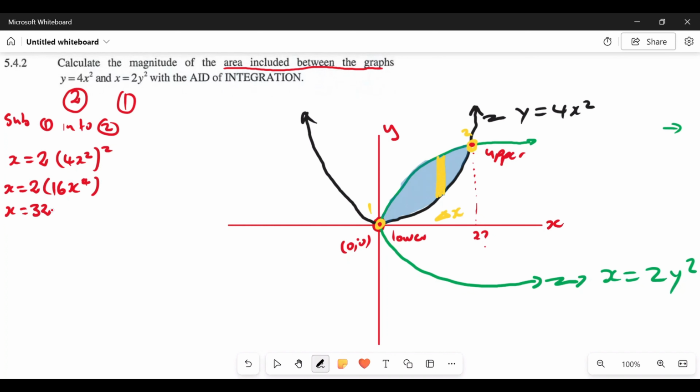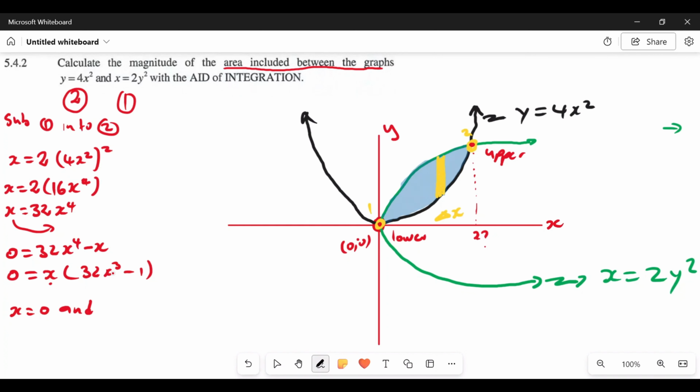That is going to give us 32x to the power of 4. Now we can transpose this x to the other side, and then we are left with 0 equals 32x to the power of 4 minus x. On the left-hand side we still have 0, but on the right-hand side we can take out the common factor, which is x, and inside the bracket we're left with 32x to the power of 3 minus 1. Now if we solve for x, we can say x is equal to 0.